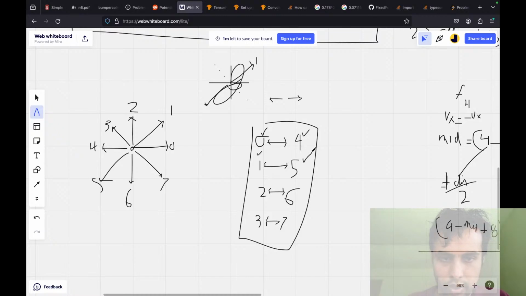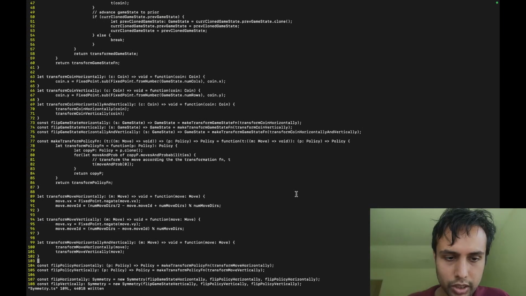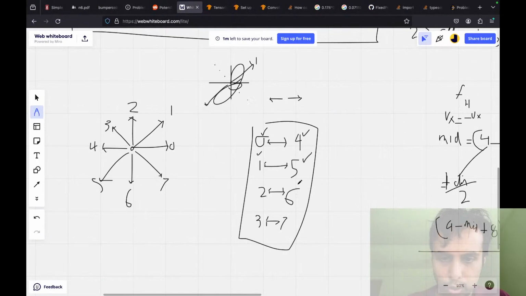That is as expected. This direction works. That's perfect. And now let's try 2. Let's see if we plug in 2 and get 6. So 4 minus 2 is 2, plus 8 is 10. 10 mod 8 is 2. Then 8 minus 2 is 6. 6 mod 8 is still 6. So from 2 we've gotten 6.